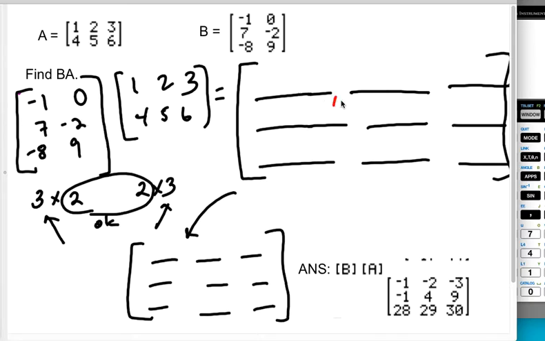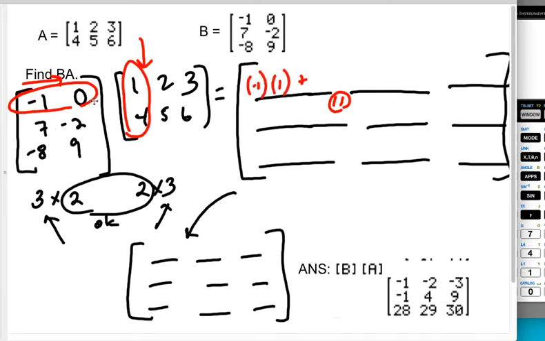Okay, so let's go ahead and work through this. So for this entry, 1, 1, right, I'm going to use row 1 and column 1. I work my way across the row and down the column. So -1 times 1 plus 0 times 4, right? So that is going to be a -1 plus a 0, which is totally a -1, which is absolutely what we get here.